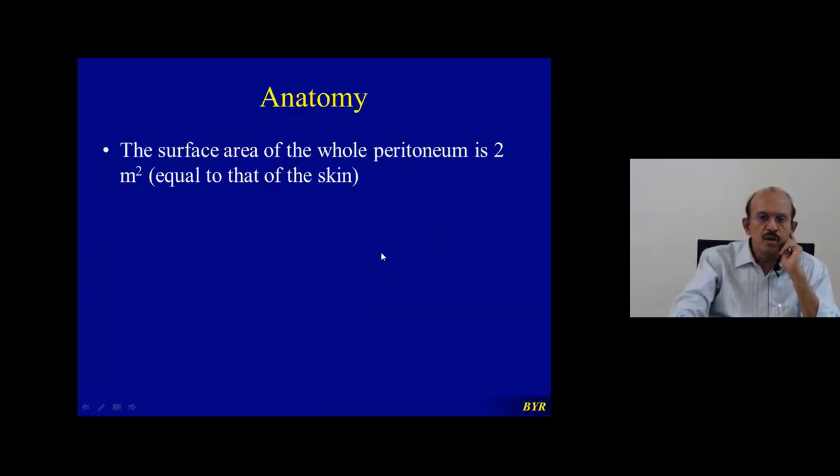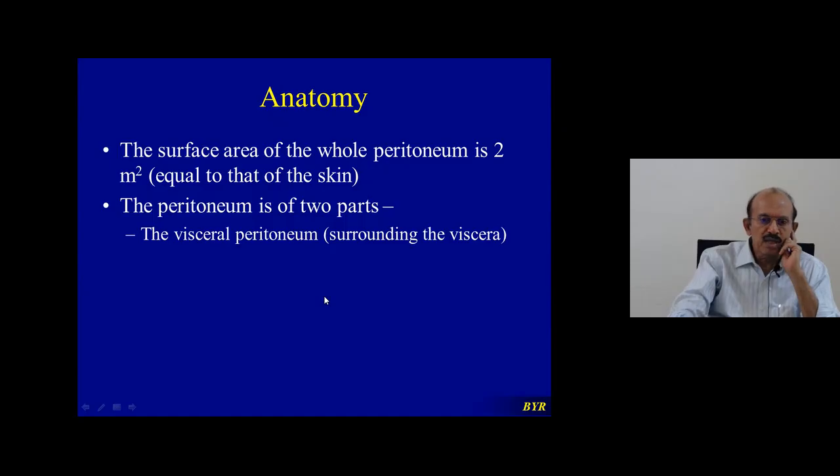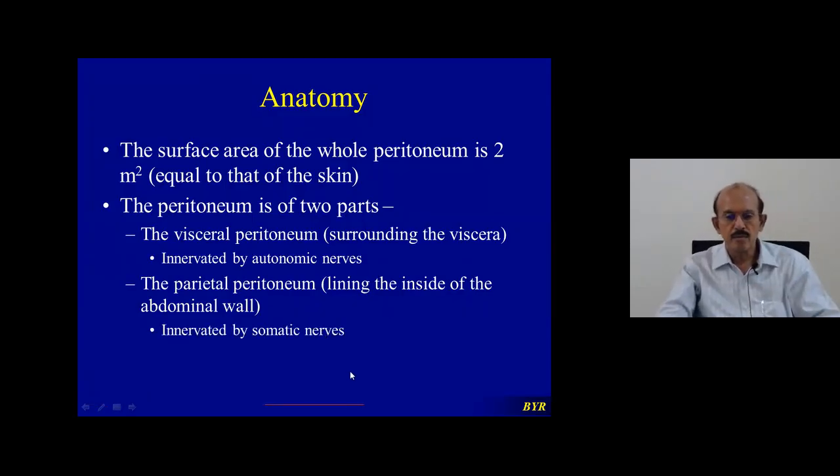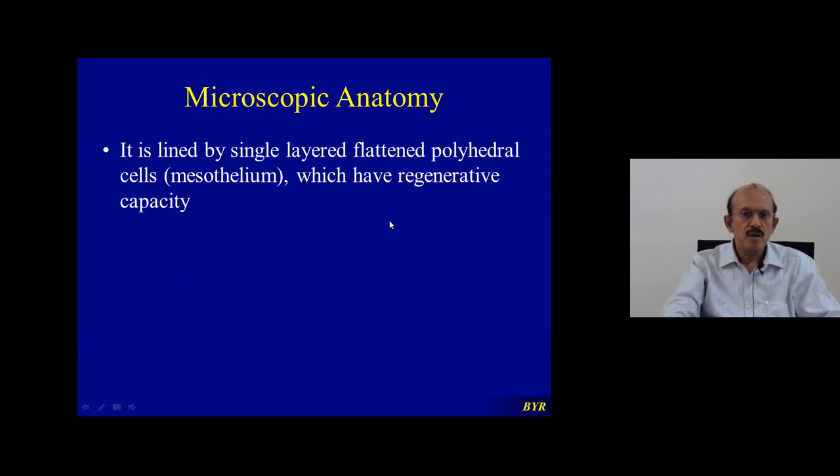The surface area of the whole peritoneum is 2 square meters. This is almost equal to that of skin. The peritoneum is of two parts: the visceral peritoneum surrounding the viscera and mesentery, which are innervated by autonomic nerves. Then the parietal peritoneum, which is lining the inner side of the abdominal wall. It is innervated by the somatic nerves. Peritoneum is lined by single-layered flat and polyhedral cells called the mesothelial cells, which have great regenerating capacity.